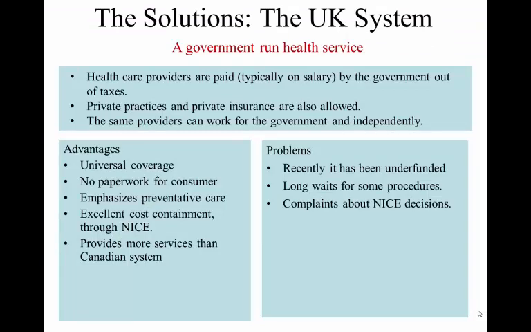Under the UK system, healthcare providers are paid by the government using money that comes from a progressive income tax, so the rich contribute more. Traditionally, healthcare providers have been paid a salary, but sometimes they are now paid for performance. Private practices and private insurance are also allowed. The same providers can both work for the government and independently. Between 11 and 12% of people in the United Kingdom use private insurance.